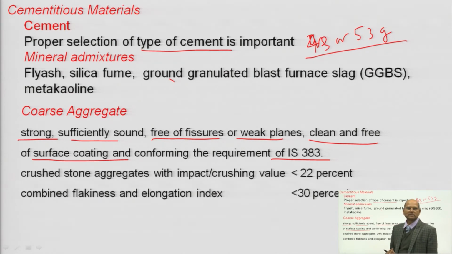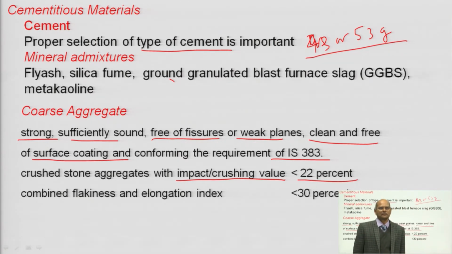Then crushed stone aggregate we have to use instead of natural aggregate, because we get better interlocking. And the impact value and crushing value should be less than 22%. And similarly, the combined flakiness and elongation index should not be more than 30%. So, this is the requirement of coarse aggregate.